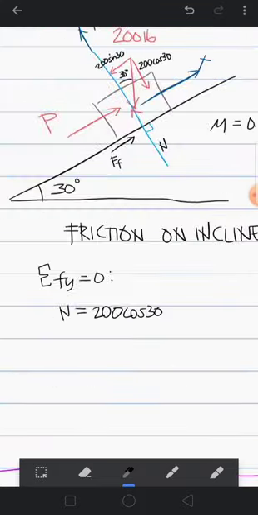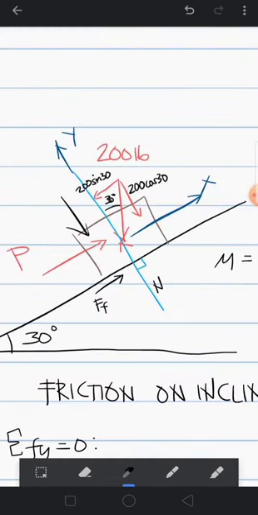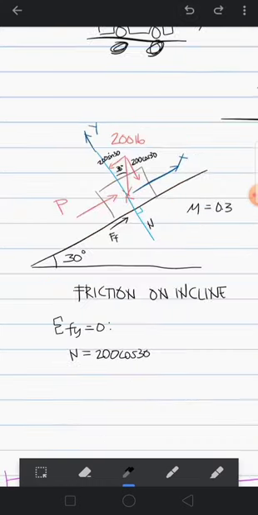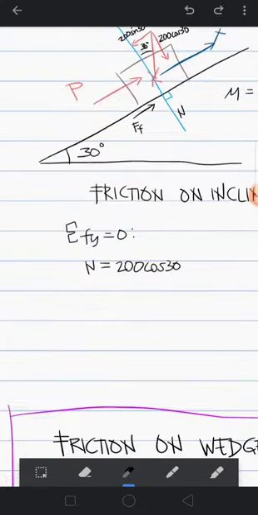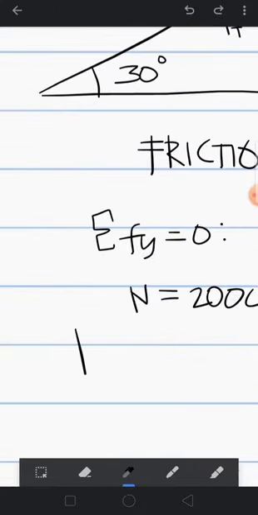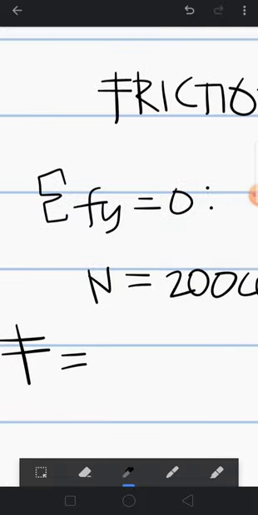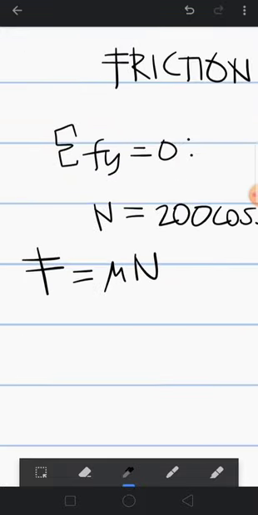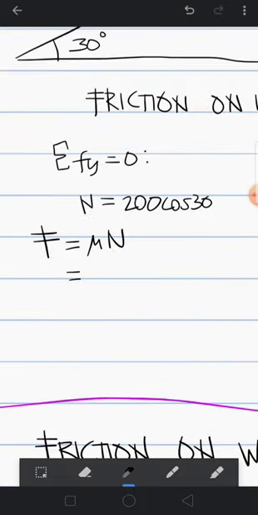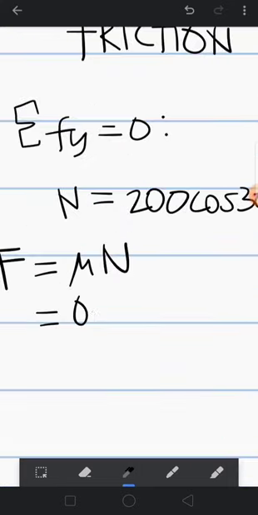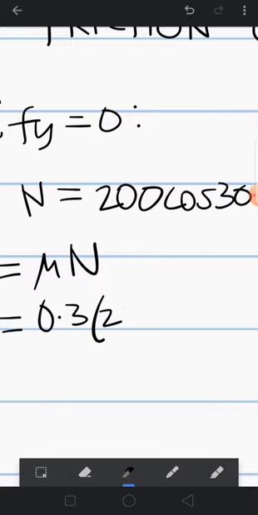Forces going down is equal to forces going up. So normal reaction is equal to 200 cosine of 30. Now that we have that N, from the formula of friction, we know that mu times N is equal to the friction. So the friction is equal to 0.3 times 200 cosine 30.